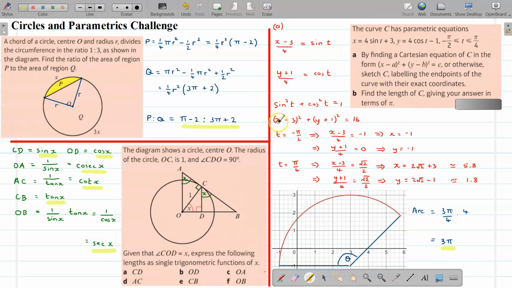And that's the answer to the first part. Well, the first part is the sketch, so that's all there.